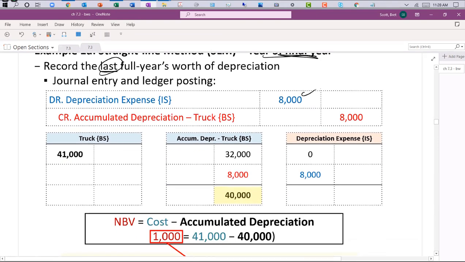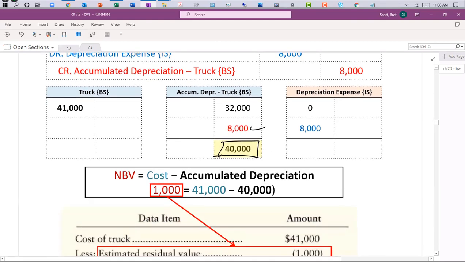Guess what? It's still $8,000. By the time we do that $8,000 worth of depreciation, our accumulated depreciation shows $40,000. That's the depreciable base, mind you. We knew that was going to be $40,000 because we calculated it as such. So we've now consumed the whole 5 years worth of depreciation. Total 5 years worth of depreciation is $40,000.